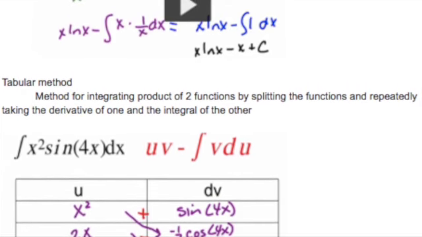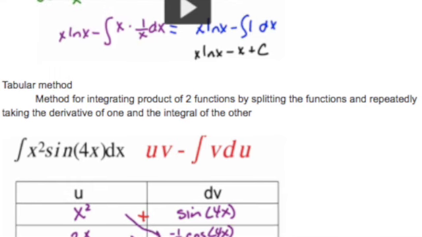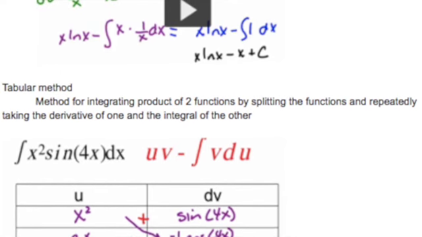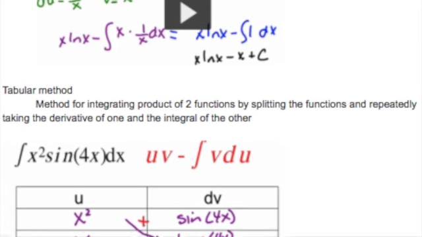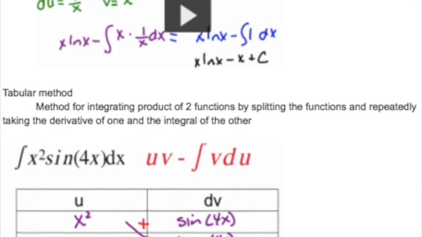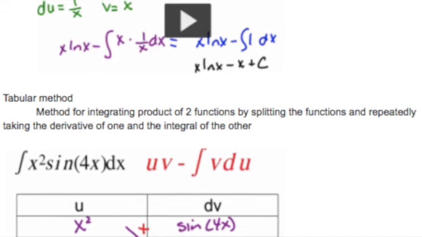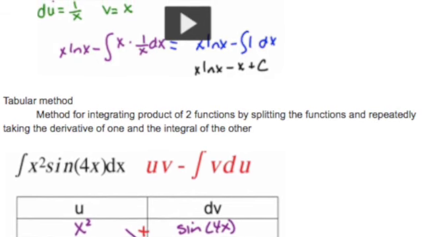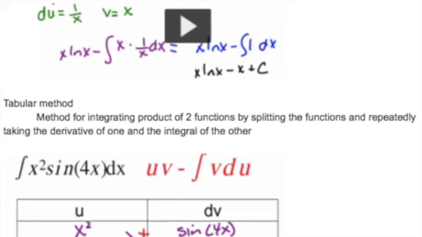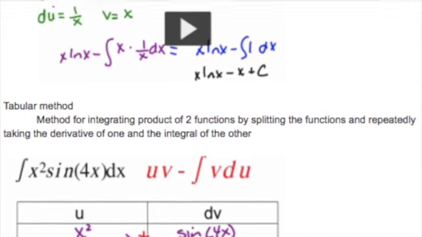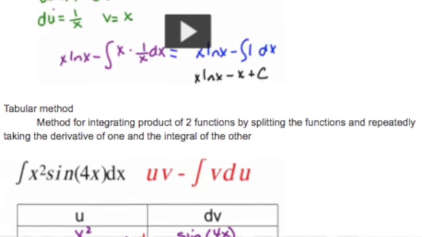And then the tabular method is a method of integrating the product of two functions by splitting the functions and repeatedly taking the derivative of one until it reaches 0 and the integral of the other. So our example problem is the integral of x squared sine of 4x dx. So our u is x squared because that can reach 0, and our dv is sine of 4x.